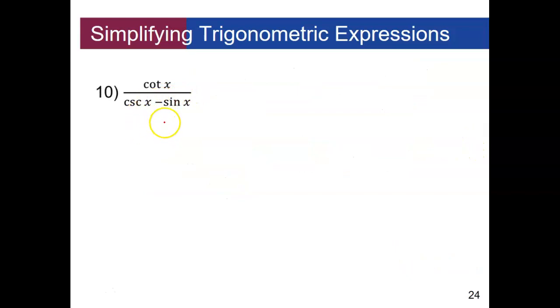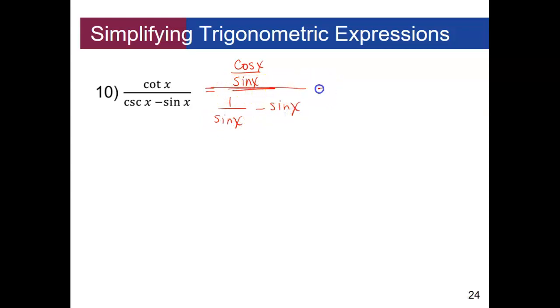Okay, looking at this one here as another example, I'm going to go in and rewrite each of these in terms of sine and cosine. So I'm going to have the cosine of x over the sine of x. And then here I'm going to have 1 over the sine of x minus the sine of x.